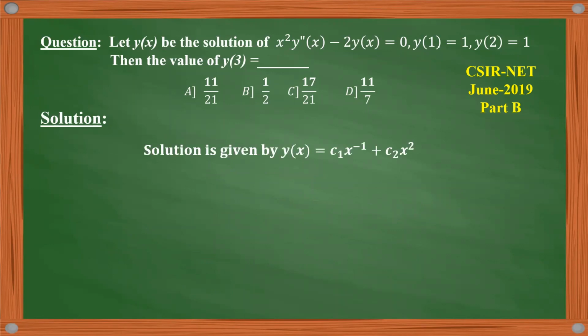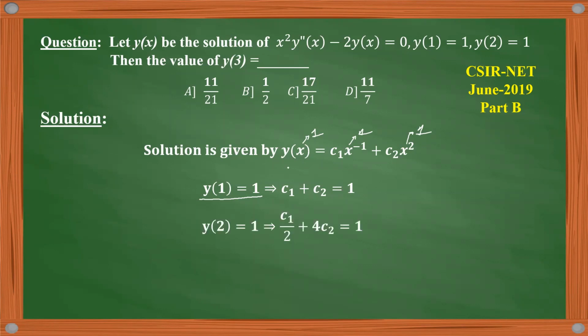But now we have been given two conditions: y of 1 is equal to 1 and y of 2 is equal to 1. Let us use our first condition, y at x is equal to 1 is equal to 1. So just put x is equal to 1 over here and over here. Our equation will reduce to c1 plus c2 is equal to 1. So this is our first equation. From our first condition, we get this relation between c1 and c2.